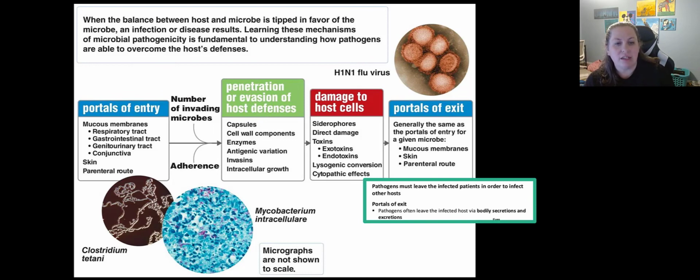All right, so let's take a look here. Pathogens must leave the infected patient in order to infect another host. And because of this, pathogens are often going to leave the affected host through bodily secretions or excretions. So we see that it's going to come out of bodily fluids. It may come from you sneezing, coughing, urine, or be sexually transmitted through semen, things like that. So this just gives you an idea.